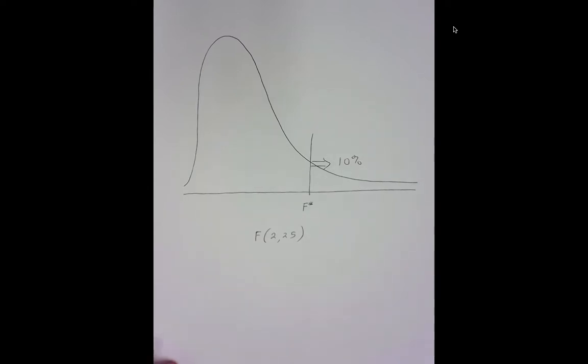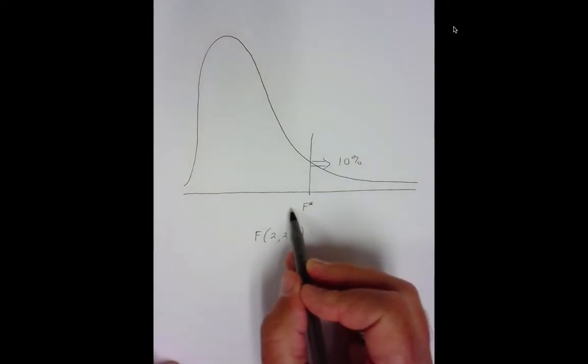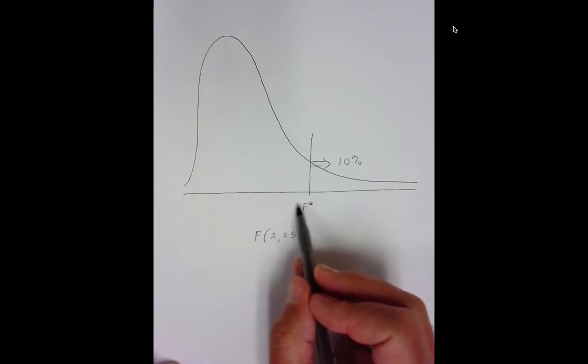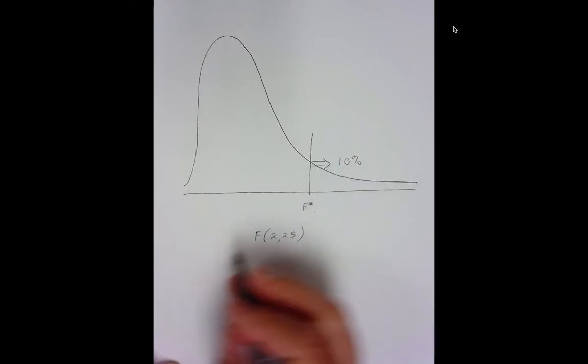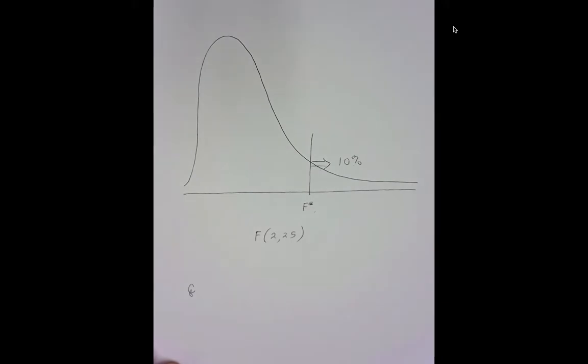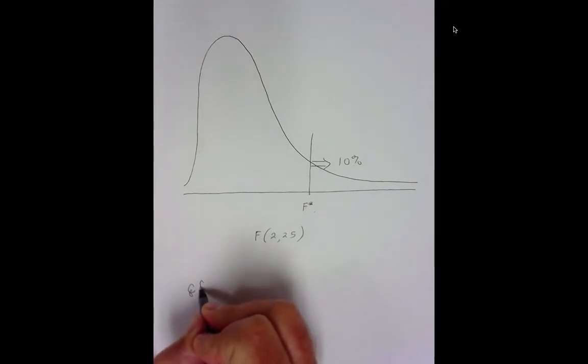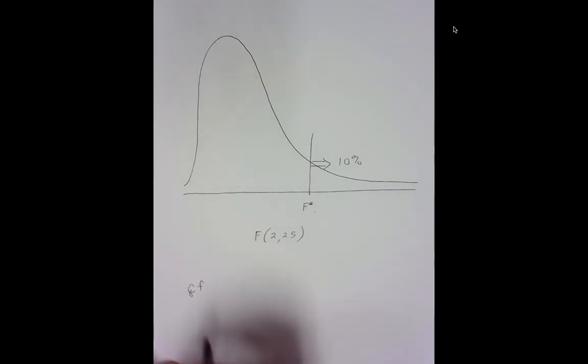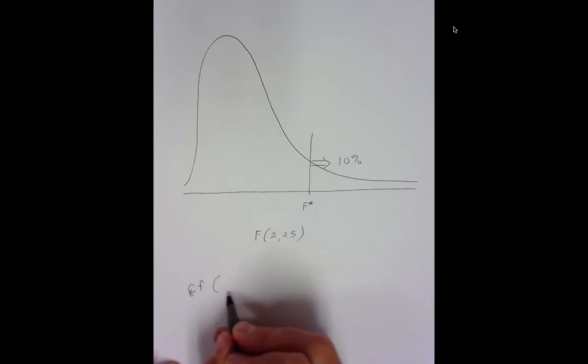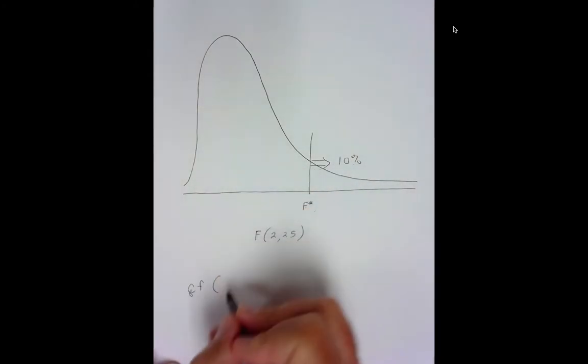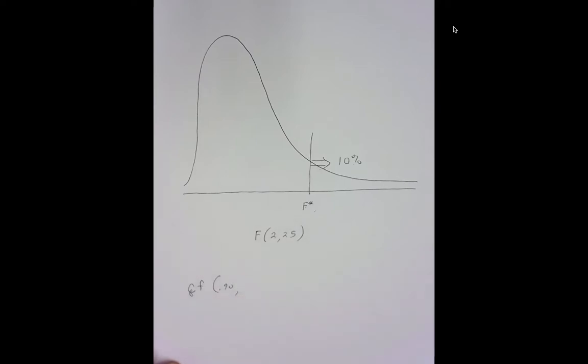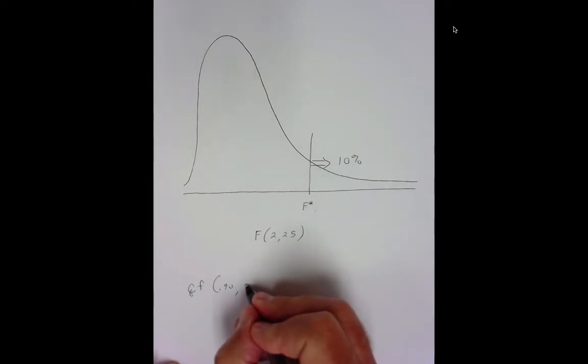Well, what are we going to use? Since we're trying to find a value from a distribution that has a certain characteristic, we're going to use Q. Next thing we're going to do is put in the distribution. Next, put the area to the left. Next, put in the degrees of freedom.